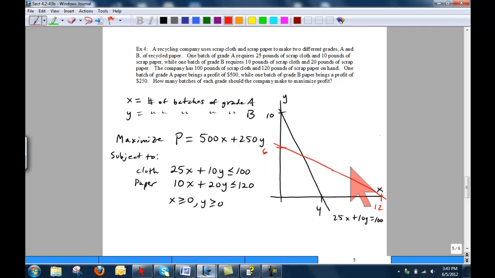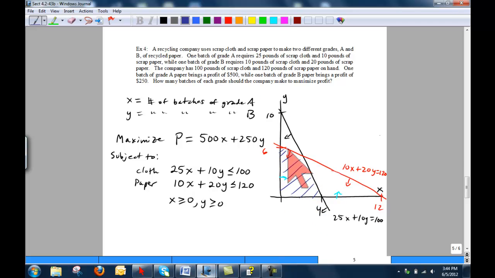And the red line is 10x plus 20y equals 120. All right, if we think about the shading, we want to go in this direction and this direction and this direction, and so the feasible region is here.